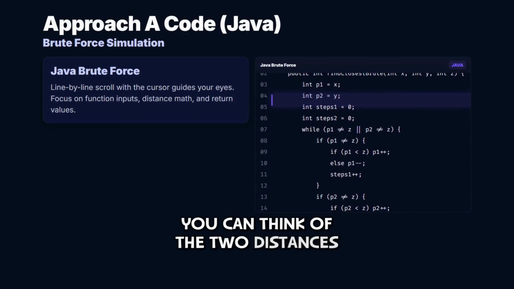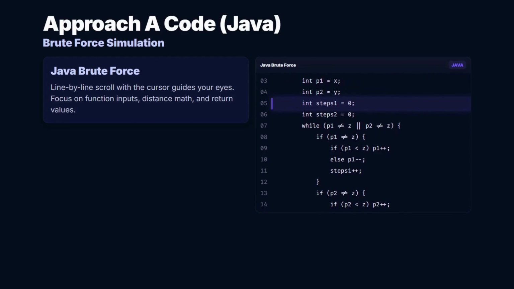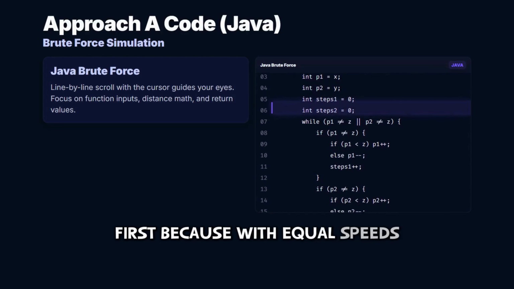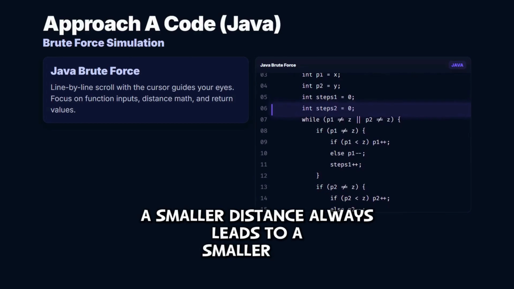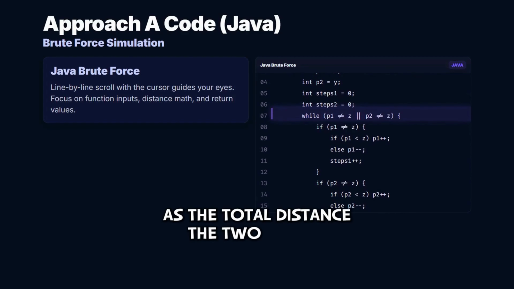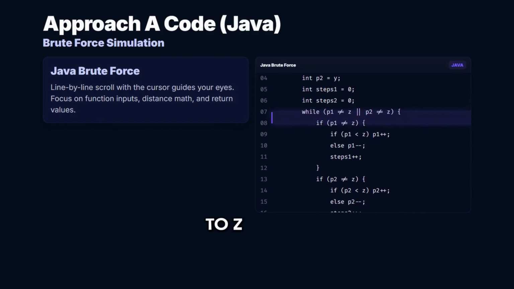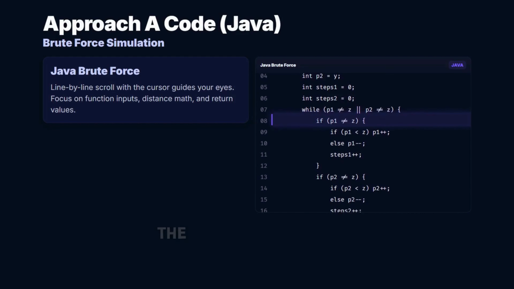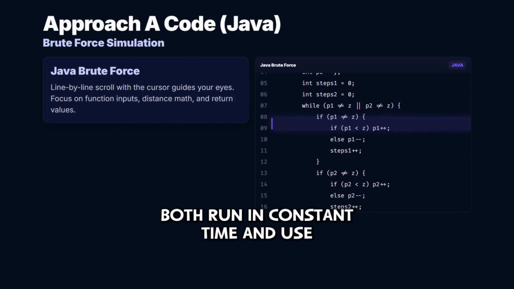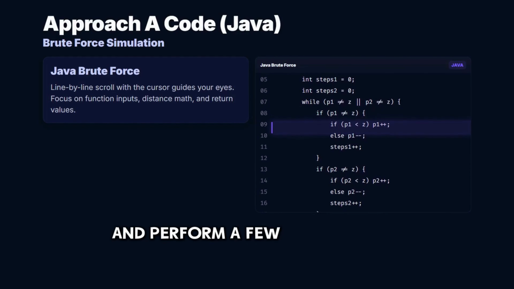You can think of the two distances as two horizontal bars that represent how much ground each person needs to cover. The shorter bar represents the person who will arrive first because, with equal speeds, a smaller distance always leads to a smaller time. The brute force simulation can take as many steps as the total distance the two people need to cover, so its running time is proportional to the sum of their distances to z, and its space usage is constant. The direct comparison and the vectorized minimum approach both run in constant time and use constant space because they only compute a couple of absolute values and perform a few comparisons.